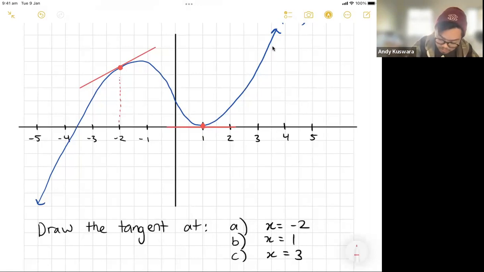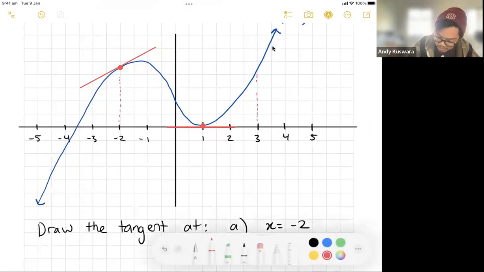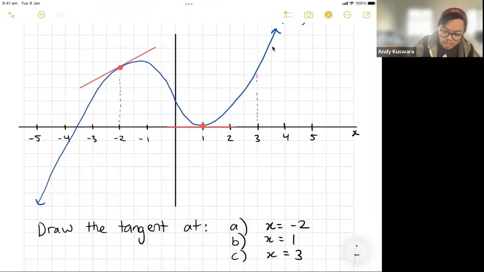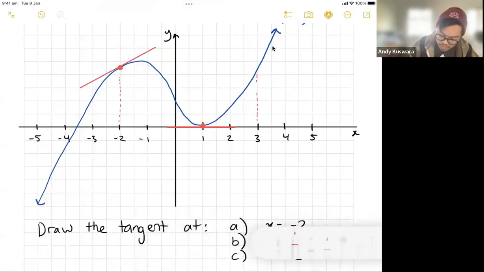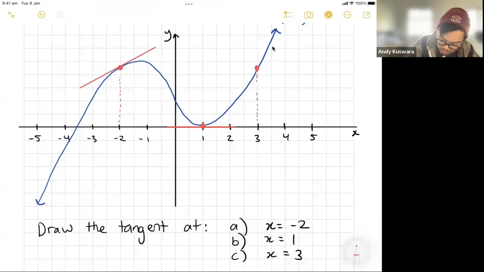If I go x equals 3, I'll find x equals 3, remembering if you're a little bit lost, you're always dealing with x and y. X is always your horizontal movement. So this is my point at x equals 3. That's the function, and to draw a tangent would be something like that.